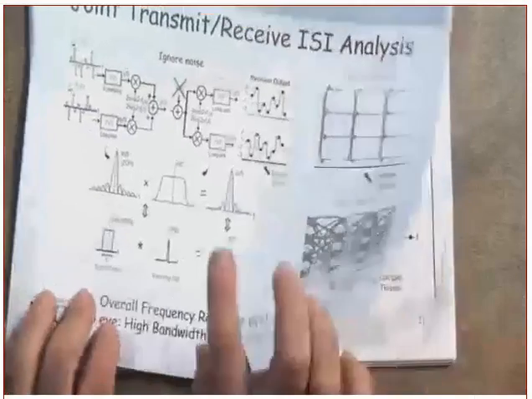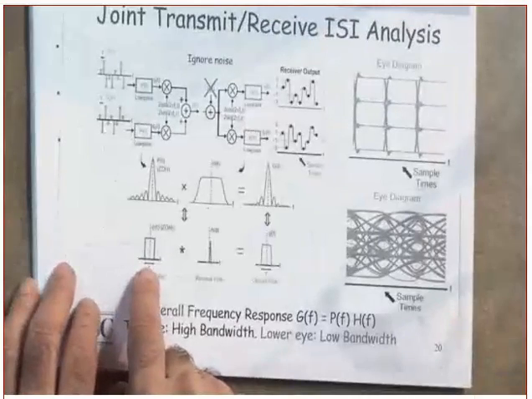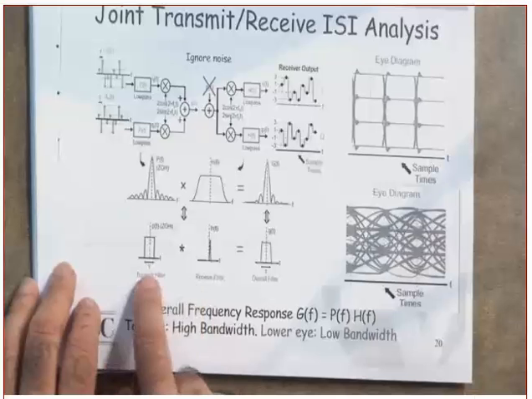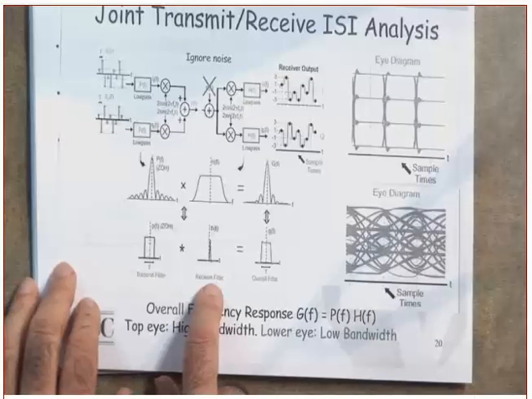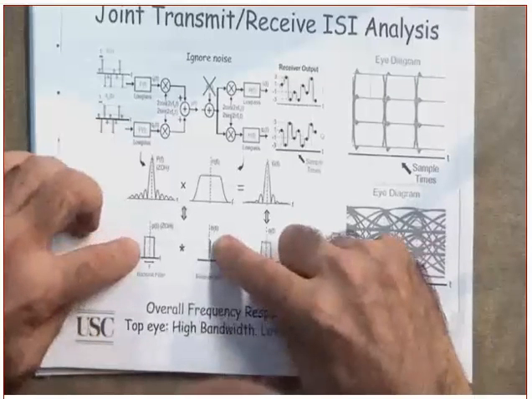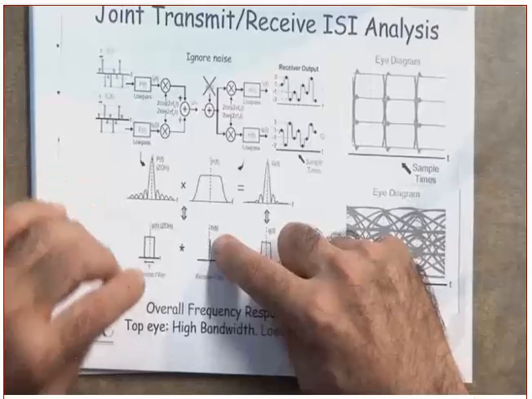Okay. So it means that if you take a pulse in here, and this is the transmit filter and this is the receive filter. Which domain is this? This is in the time domain. Are you following me or not?